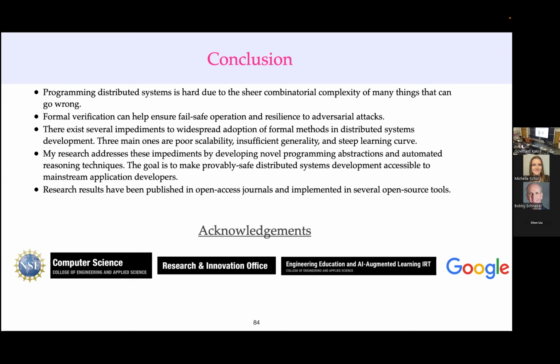So with that, I'd like to conclude. Programming distributed systems is hard due to the sheer combinatorial complexity of so many things that can go wrong. Formal verification can help with fail-safe operation and resilience to adversarial attacks, but there are several impediments that I have discussed: the poor scalability, the insufficient generality, and the steep learning curve associated with formal methods. My research addresses these impediments by developing novel programming abstractions and automated reasoning techniques. The goal is to make provably safe distributed systems development accessible to mainstream application developers.